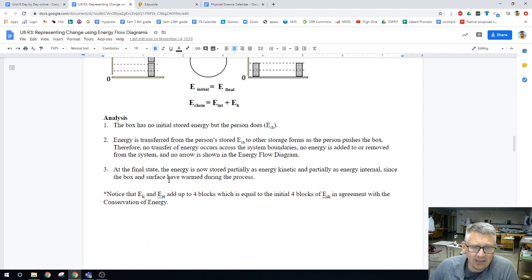At the final state, the energy is now stored partially as E kinetic and partially as E internal, or dissipated, since the box and the surface have warmed during the process. Note that E kinetic and E internal add up to 4 blocks, which equals the initial 4 blocks of E chemical in the agent, in accordance with the conservation of energy.